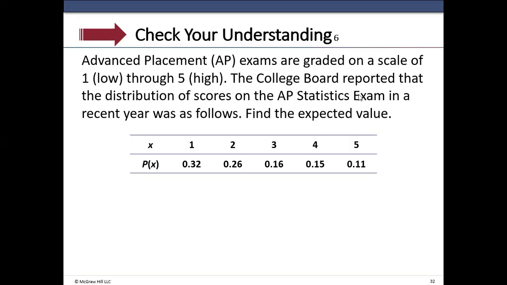So stat 1. In L1, the X values are 1, 2, 3, 4, 5. Go to the top of L2 and enter the corresponding probabilities: 0.32, 0.26, 0.16, 0.15, and 0.11. Then we do stat, calc, 1. X list is L1, frequency list is L2, and we calculate. So the expected value is 2.47.